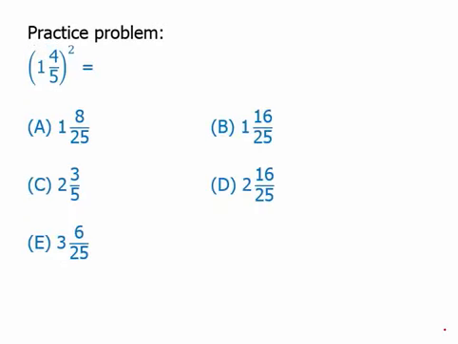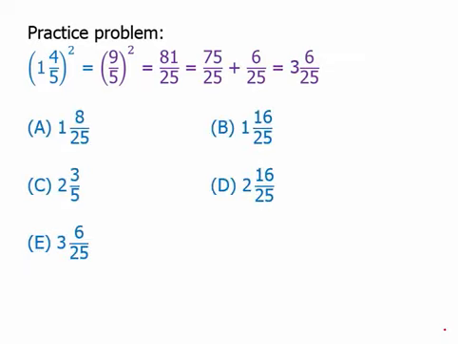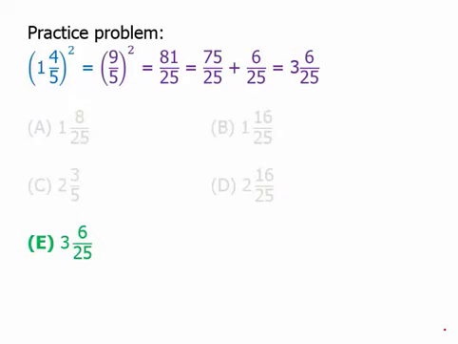Finally, another problem of this ilk. Pause the video and then we'll talk about this. Again, the same sort of thing. What we're seeing here is we have 1 4/5, a mixed numeral squared. Well, no one can square a mixed numeral. But what we're going to do is change this to an improper fraction. Improper fraction, 9/5 squared, well, that's just 9 squared over 5 squared, or 81 over 25. Well, now that we have the answer, we'll rewrite that as a mixed numeral, 3 6/25, and look for that among the answer choices, and that's answer choice E.